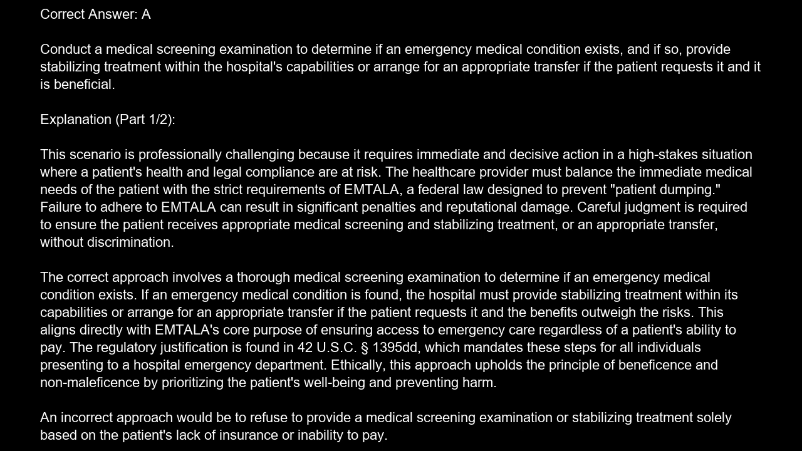If an emergency medical condition is found, the hospital must provide stabilizing treatment within its capabilities or arrange for an appropriate transfer if the patient requests it and the benefits outweigh the risks. This aligns directly with EMTALA's core purpose of ensuring access to emergency care regardless of a patient's ability to pay. The regulatory justification is found in 42 U.S.C. Section 1395dd, which mandates these steps for all individuals presenting to a hospital emergency department. Ethically, this approach upholds the principle of beneficence and non-maleficence by prioritizing the patient's well-being and preventing harm.